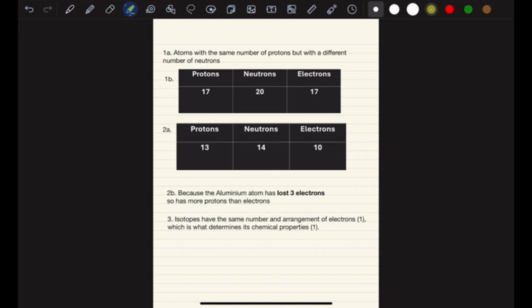Now, it's a 3+ ion, right? A 3+ ion, which means it must have lost 3 electrons. And because it's lost 3 electrons, we do 13 take 3, which is 10 electrons. That's all we need to worry about.